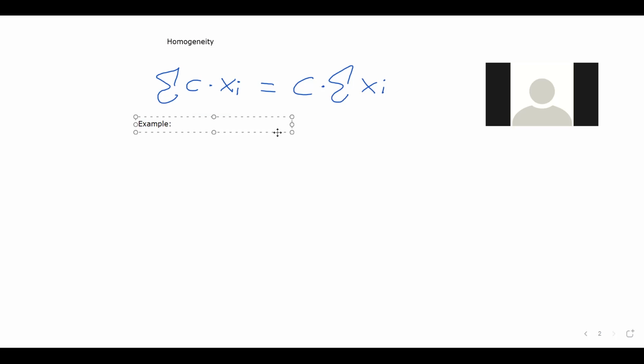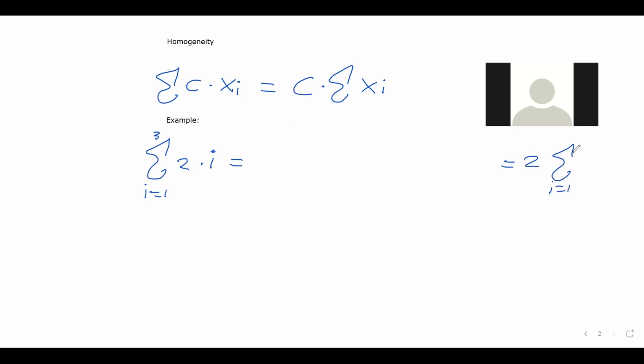So the example, and I will just take the example from the summary. For example, you have i all the way up to 3, and your constant is the 2, and the x_i would just be i. What I'm going to show you is that I eventually can write it down like this: 2 times the summation of i is 1 all the way up to 3 of i. So I'm going to show you that this will be the same as this, that I can just put that constant, the 2, in front of the summation.